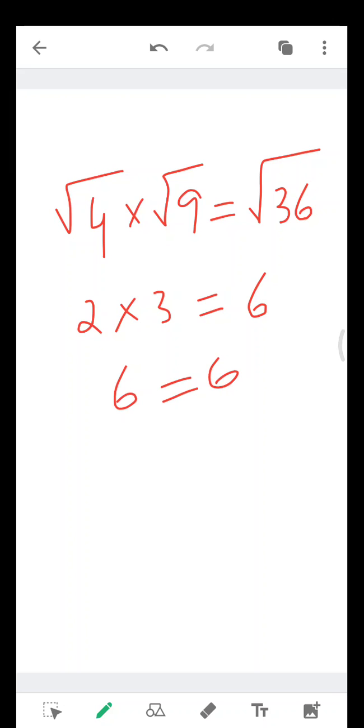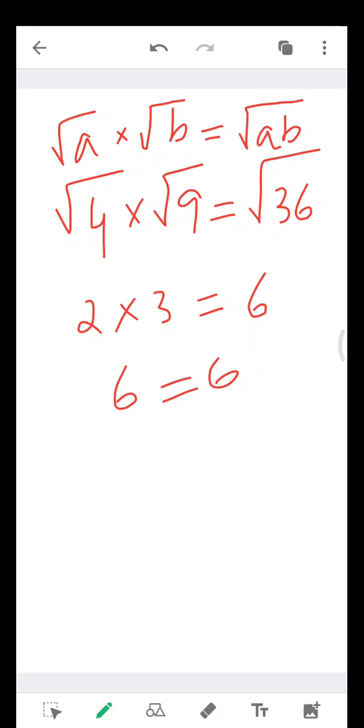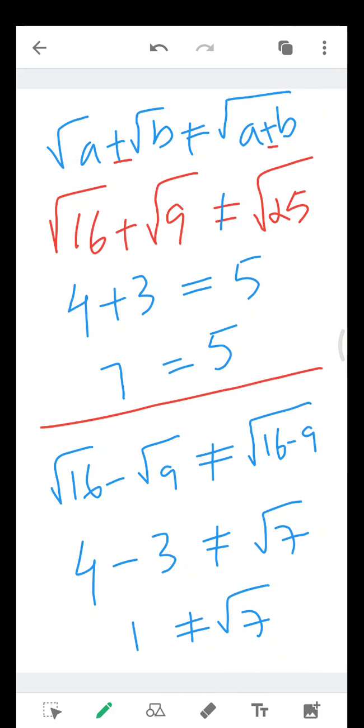Yes, so we can say that root a into root b can be multiplied in any way. Either you find the roots individually, then multiply, or you multiply first then find the root. Both give you the correct answer. This doesn't happen when it is plus and minus. If you add and find the root, you are getting 5 here. If you find the roots separately, you are getting 7. So which is correct here? Individually you should do it, so 7 is correct and 5 is wrong.